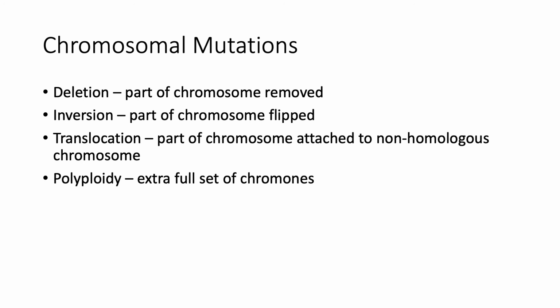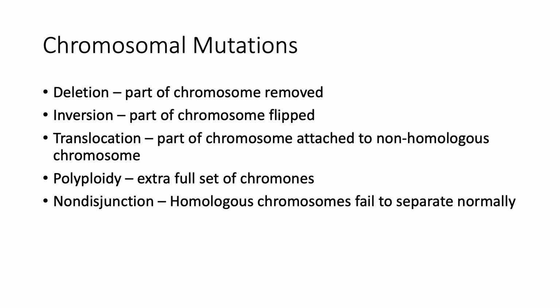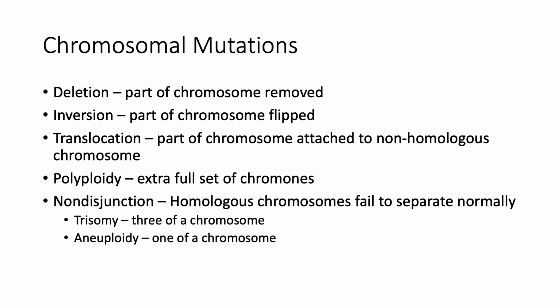Okay, our next mutation is a non-disjunction, which is when 2 homologous chromosomes don't separate completely, which can result in embryos with one less or one more chromosome than normal. And these are called trisomies and aneuploidy, if there are 3 of one chromosome or only one of a chromosome, respectively.